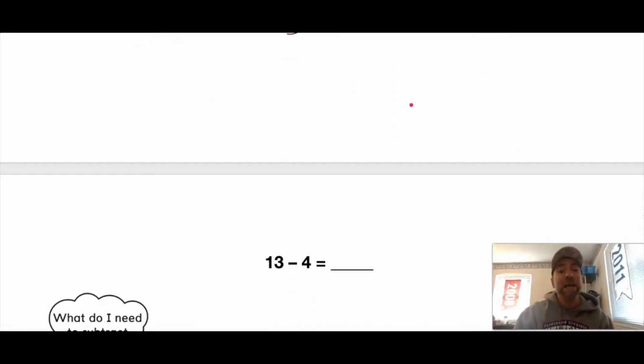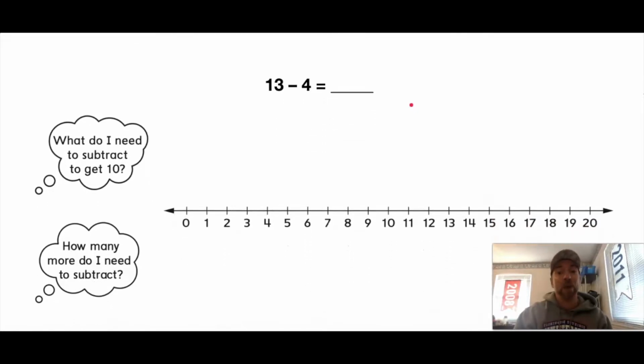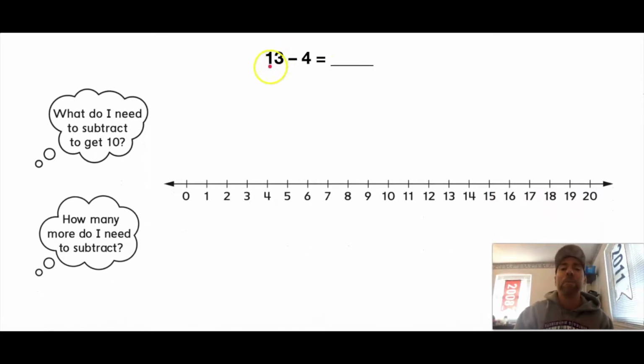So let's go ahead and check out another problem. This time, our problem is 13 minus 4. Well, I know where I start. I start at the number 13. So let's go ahead and put a dot on our number line at 13.